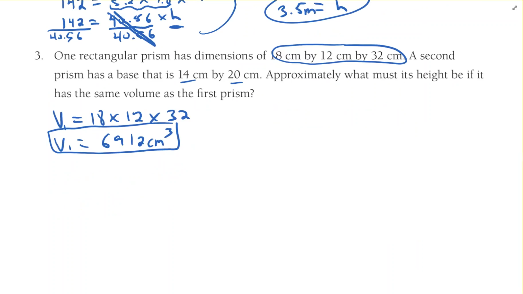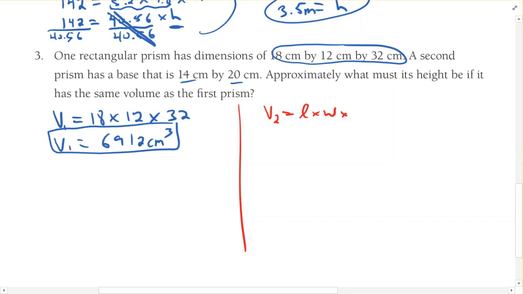So now let's go for our second prism here. So let's go V2. So for the second prism, V2 is equal to length times width times height. But now we know what V2 is, right? That's this. We want it to be the same as the first one. So we're just going to put that number in place. So I'm going to put in 6,912 is equal to, it's given us the length, it's given us the width. So we're going to go 14 times 20 times the height. And now we're looking for the height.